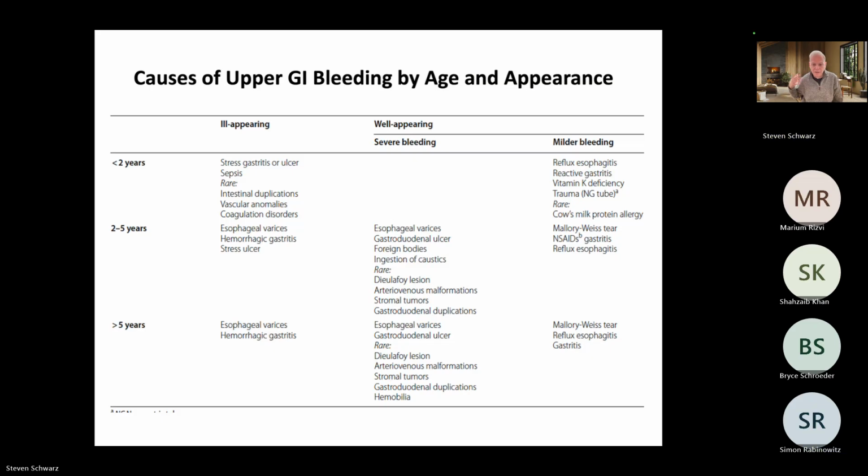718-2704. Thanks. Of course, greater than 5 years of age, varices start to become very important. That's the ill-appearing. Now, the well-appearing can have some of the same diagnoses, okay? And for milder bleeding, it's shown here. So this is just a way for you to be able to develop for yourself a differential diagnosis based on the age to the left and across the top, whether the child is ill-appearing or well-appearing, whether the bleeding is severe or milder.